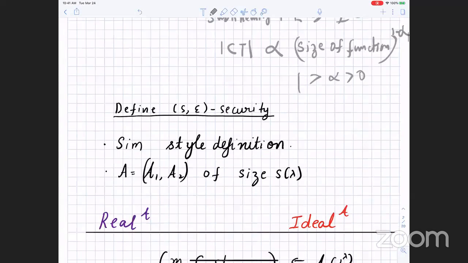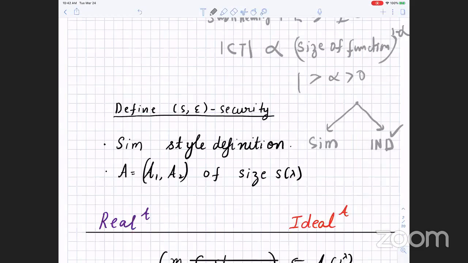So for those of you who are following the FE literature, there are two kinds of definitions. The first definition is the indistinguishability-based definition. The second kind is simulation-based definitions. The indistinguishability-based notion is kind of the de facto, standard notion of security. However, we are going to use a simulation-based definition, and there are mainly two reasons for that.